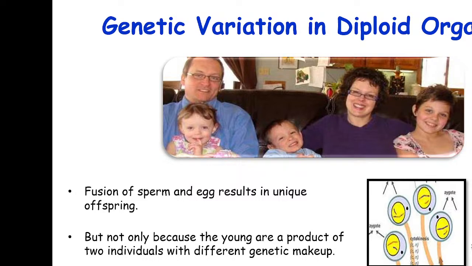the whole organism. Genetic variation, as I said earlier, is caused by meiosis. How does genetic variation arise? The fusion of sperm and egg results in unique offspring, because the young are the product of two individuals with different genetic makeup. Meiosis shuffles the genes so that individuals' gametes are genetically different from each other. In prophase, there is chromosome separation, chromosome mixing, and chromosome exchanging taking place, which is called crossing over. In this crossing over, genetic exchange takes place. Because of this genetic exchange or genetic modification, variations also take place.